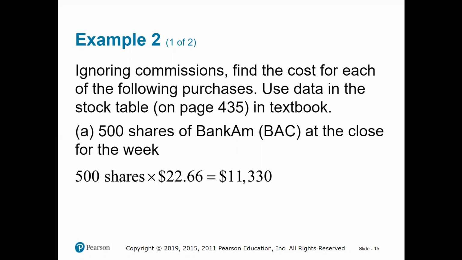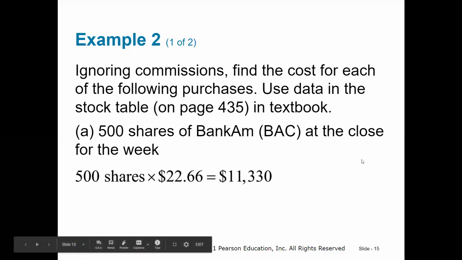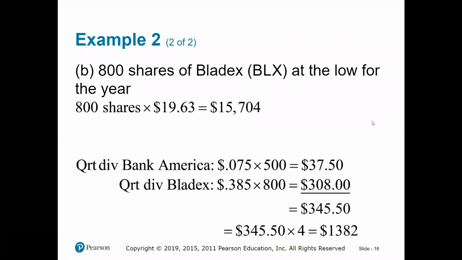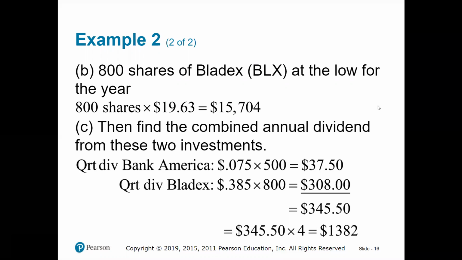500 shares of Bank of America at the close of the week. 500 shares times 22.66 is 11,330. 800 shares of Baldex, BLX, at the low for the year is 19.63 times the 800 shares, which is 15,704.